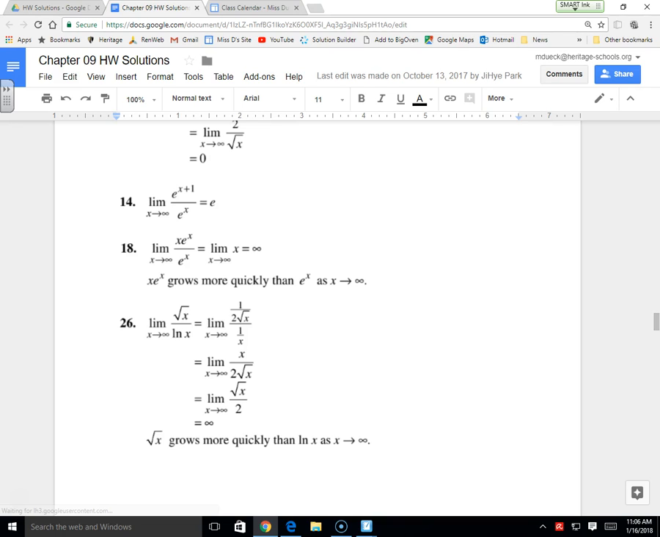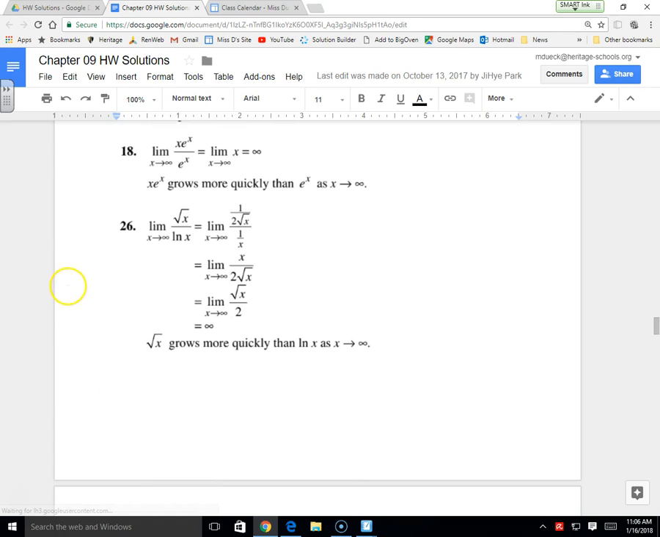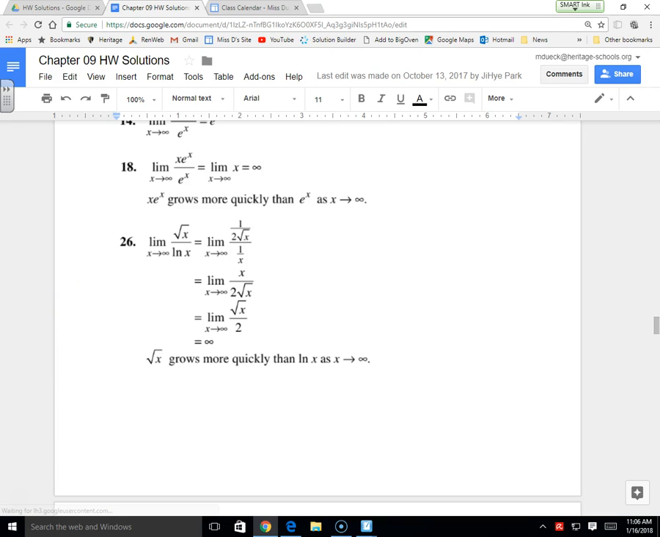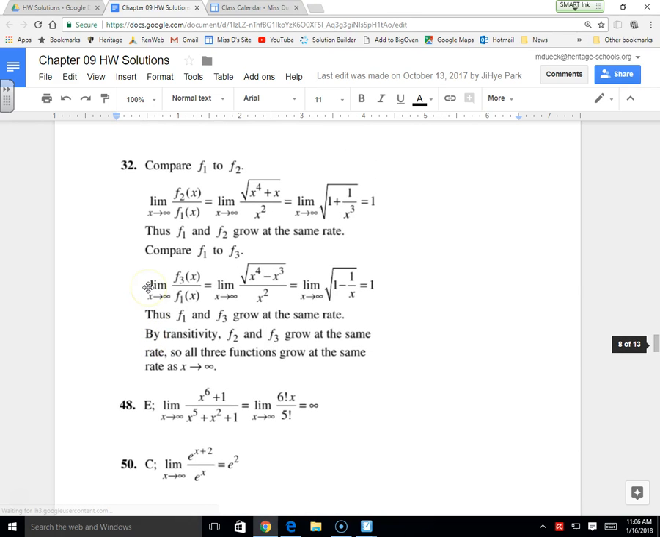Number 18, top wins, infinity. Long story short, the e to the x's can just cancel. And since it's an infinite limit, then we know the top grows more quickly. Number 26, limit is infinity again, so therefore the numerator grows more quickly. Once again, L'Hopital's probably would have been the easiest way of doing that one. We'll come back to 29 in a second so we can talk about it.